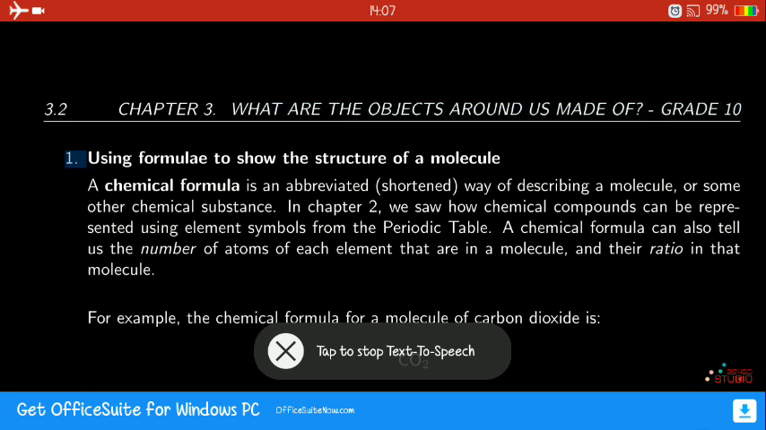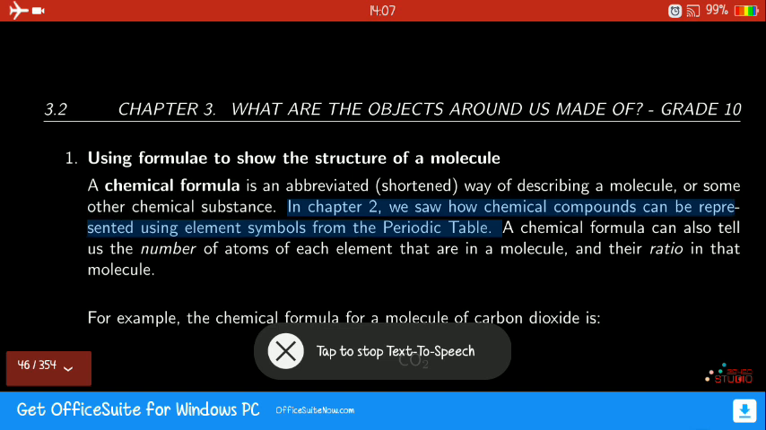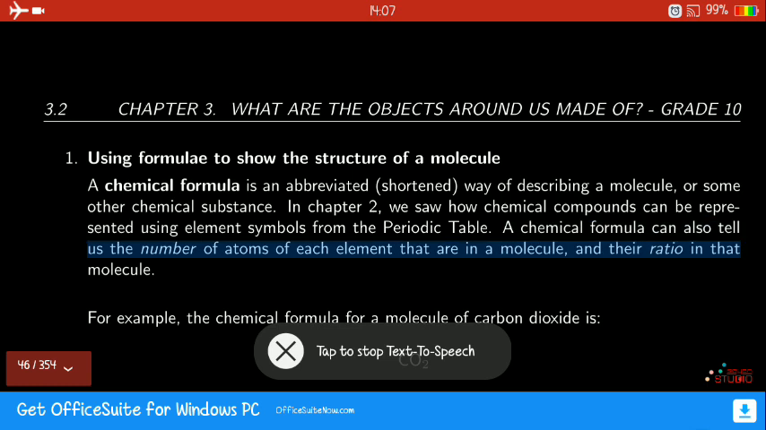Grade 10. Using formulae to show the structure of a molecule. A chemical formula is an abbreviated, shortened way of describing a molecule or some other chemical substance. In Chapter 2, we saw how chemical compounds can be represented using element symbols from the periodic table. A chemical formula can also tell us the number of atoms of each element that are in a molecule and their ratio in that molecule.